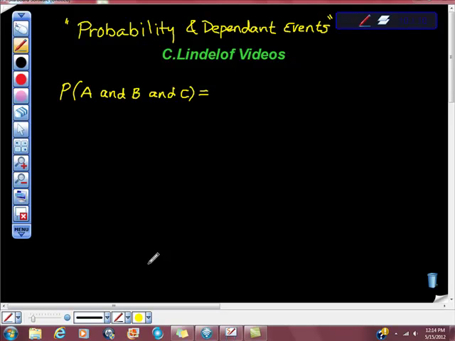Okay, probability and independent events. I want to talk about this idea. It's not really super difficult. Some of the notation is a little bit weird, so let's talk about the notation first and then do a really quick example, and hopefully we can make some sense out of this.